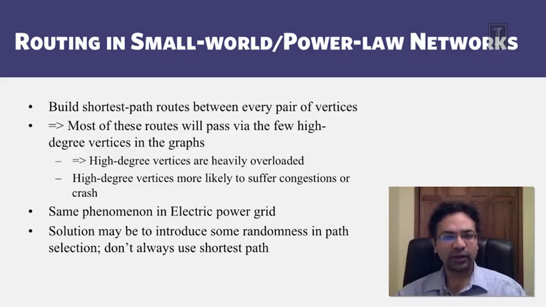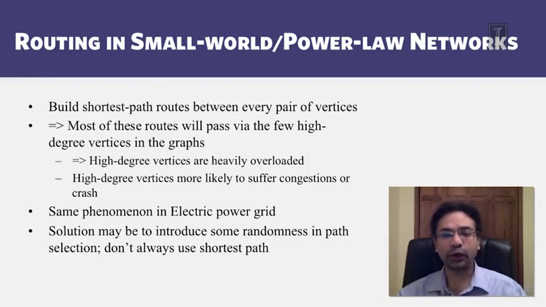network. So this should tell you why there are these frequent outages in networks such as the internet, in networks such as the electric power grid. It's because these high degree vertices suffer congestion and they might crash as a result of that, and because when they do, they disconnect large portions of the graph and you end up having an outage.